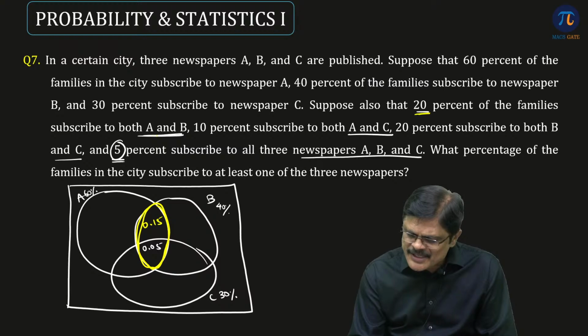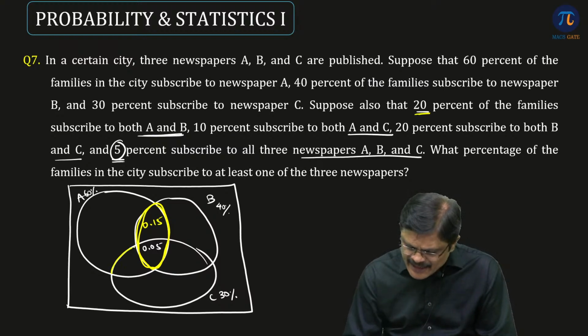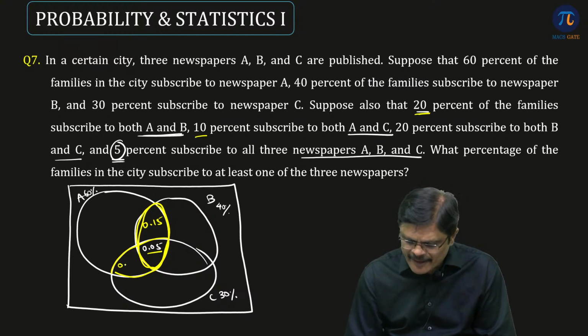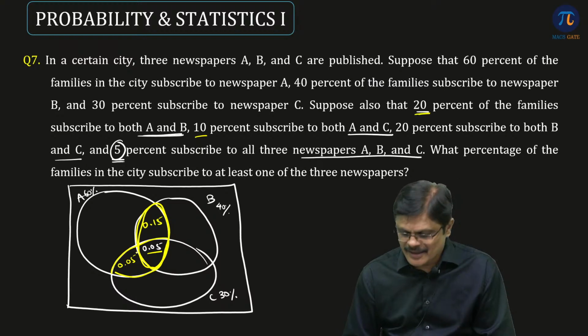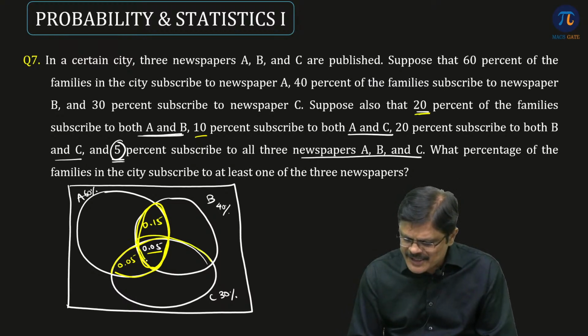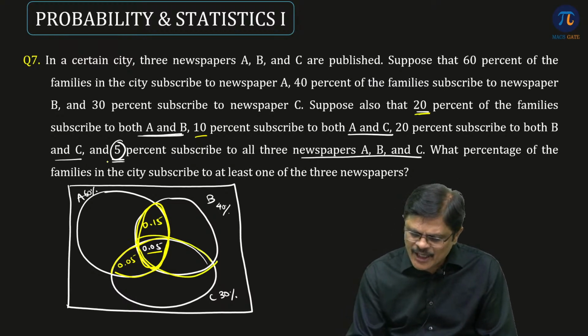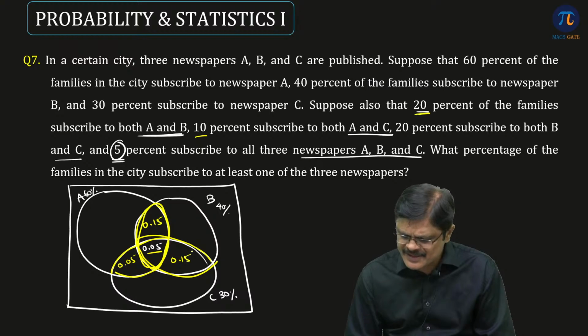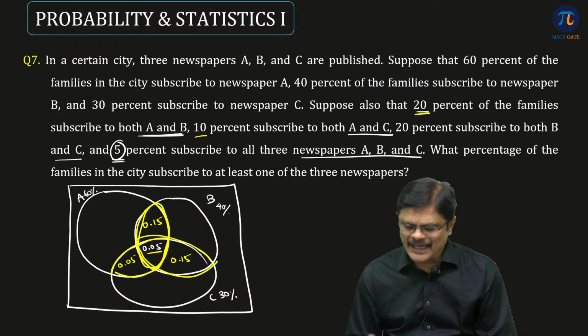Now how many subscribe to both A and C? 10%. Out of 10, already 5% gone, remaining 5% here. Now B and C, how many subscribed? 20%. Already 5% gone, so remaining 15%. So this is the idea.